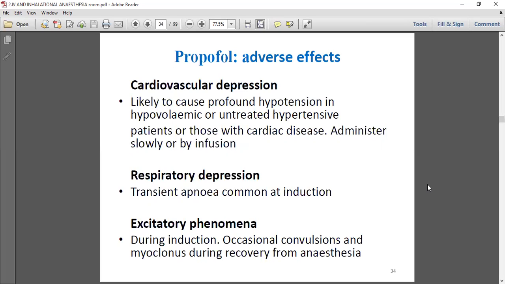So, the adverse effects of propofol: cardiovascular depression, likely to cause profound hypotension in hypovolemic or untreated hypertensive patients, or those with cardiac disease. You administer slowly or by infusion. It can also cause respiratory depression, like we said, and can lead to transient apnea, common at induction. Excitatory phenomena during induction, occasional convulsions and myoclonus during recovery from anesthesia. Like we said, we can't give propofol to those who have epilepsy.